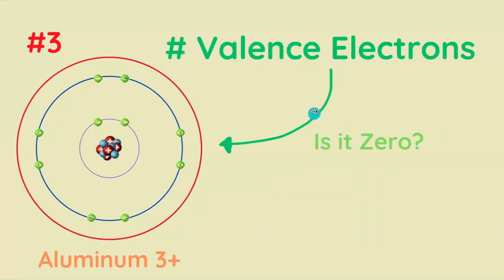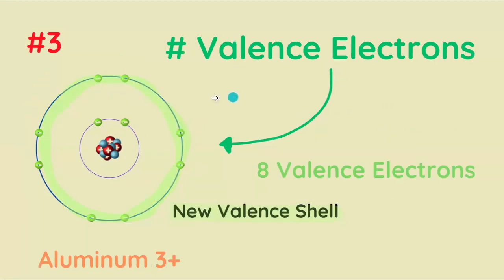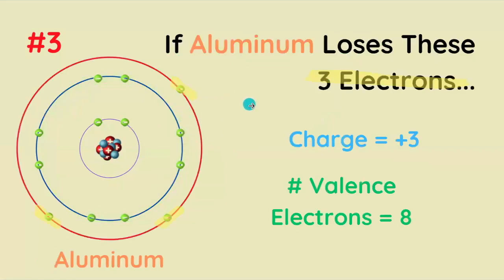Does that mean that we'll end up with 0 valence electrons? After all, there's no electrons left over in this red circle. The answer is no, because electron shells don't exist without electrons in those shells. So this shell right here becomes our new valence shell, as it is now the outermost shell with electrons. Thus, if our aluminum atom loses 3 electrons, it will acquire a positive 3 charge, and it will actually gain valence electrons relative to what it started from, with a total of 8.